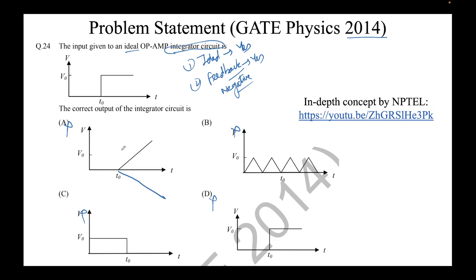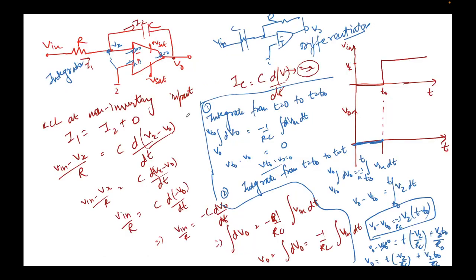This was an integrator circuit. Why was it called an integrator circuit? Very simple, because we could get the output by integrating the input. The negative sign here denotes a phase shift of 180 degrees, which makes sense because we are feeding the input to the inverting terminal. That's it.